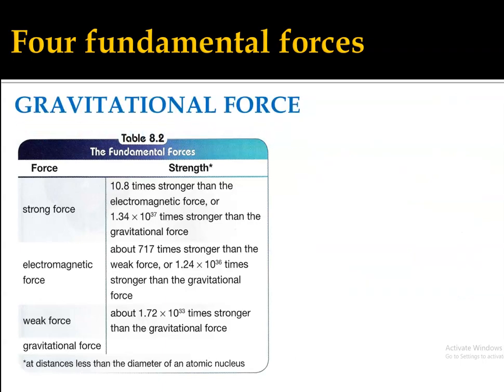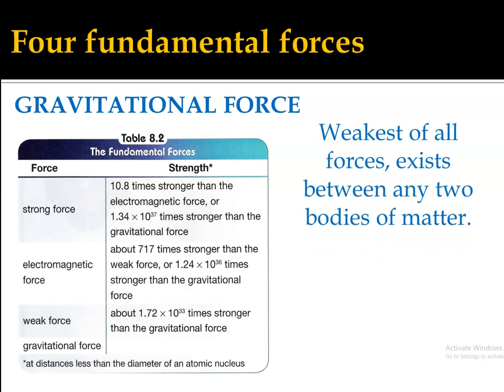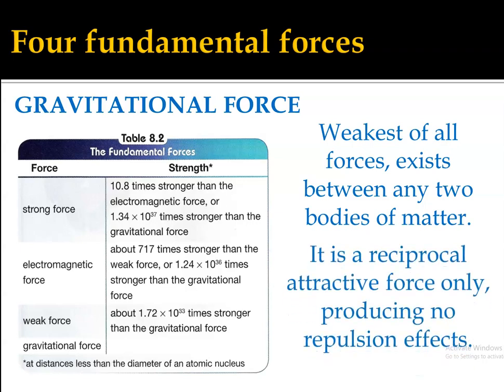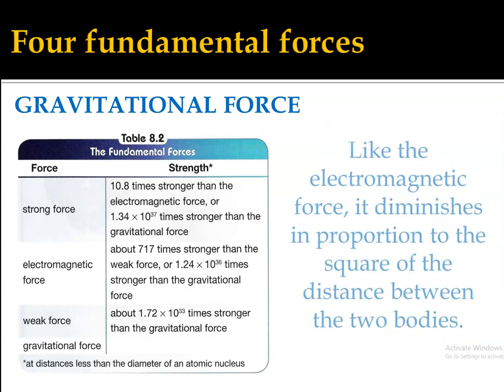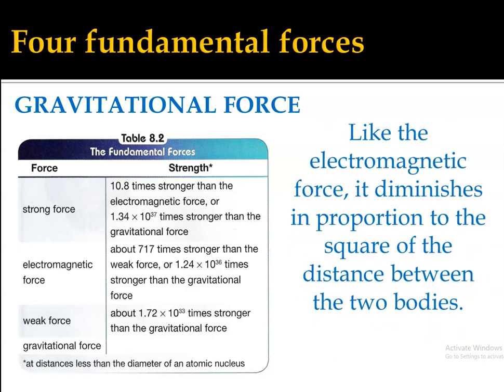And finally, we'll look at the gravitational force. This is the weakest in strength of all forces, and it exists between any 2 bodies of matter. It is a reciprocal attractive force only, producing no repulsion effects like the electromagnetic force does. And like the electromagnetic force, it diminishes in proportion to the square of the distance between the 2 bodies. And we'll be doing calculations with this as well, probably again coming up in quarter 4.